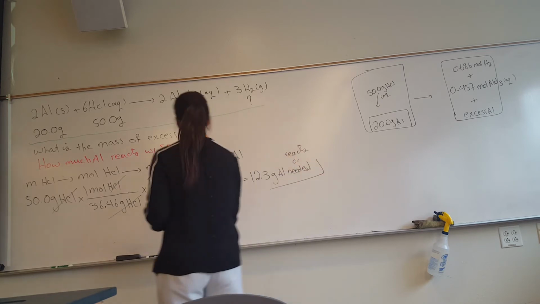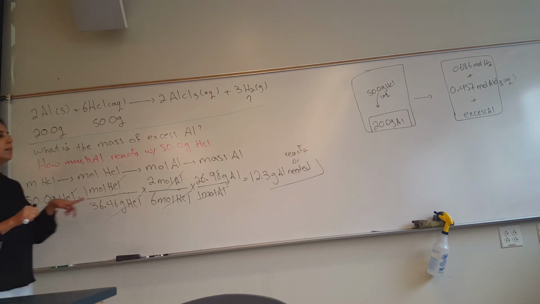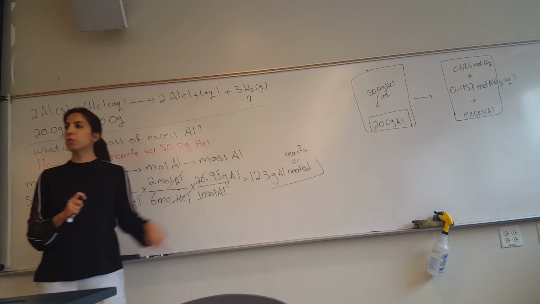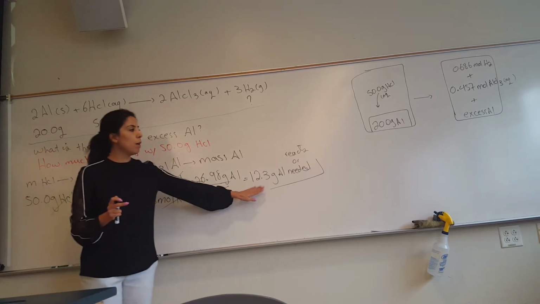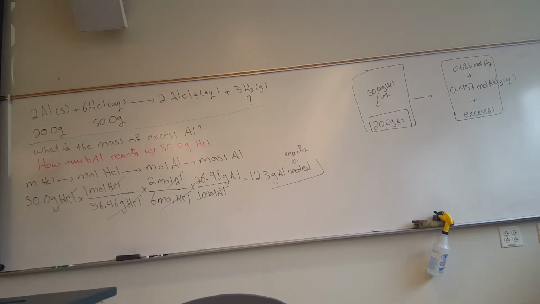So from this equation and calculation, I find out that for 50 grams of hydrochloric acid, all I need is 12.3 grams of aluminum. So based on the stoichiometry, the mole-to-mole ratio, all I need for 50 grams of hydrochloric acid is 12.3 grams of aluminum. Does this make sense so far? Yes.